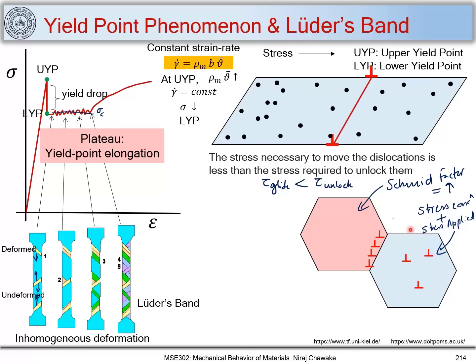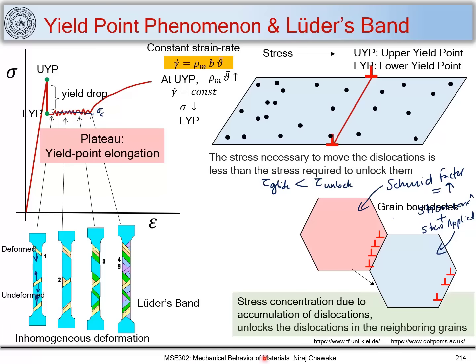So what exactly is happening? You don't need a high amount of stress to set free these dislocations in the neighboring grain because of the stress concentration present at the grain boundaries in this grain. We have grain boundaries here, and the dislocations will move. So we have stress concentration due to accumulation of dislocations, which unlocks the dislocations in the neighboring grains. And thus you don't need very high stresses to move dislocations now. Once the deformation starts in this grain, it can assist the deformation in the neighboring grain.